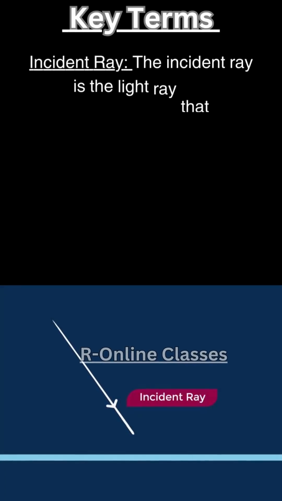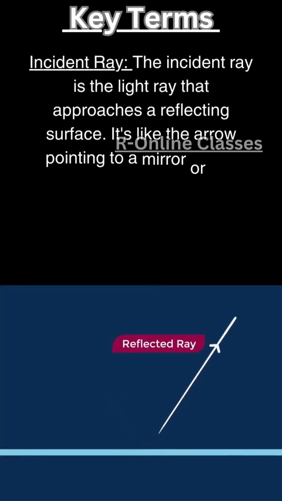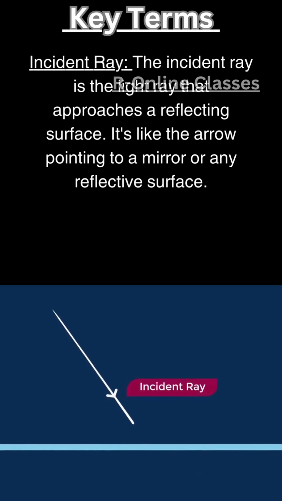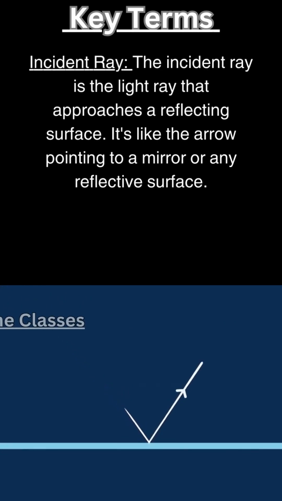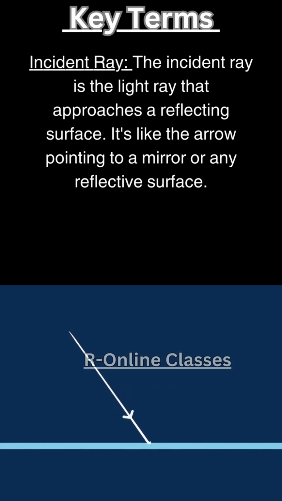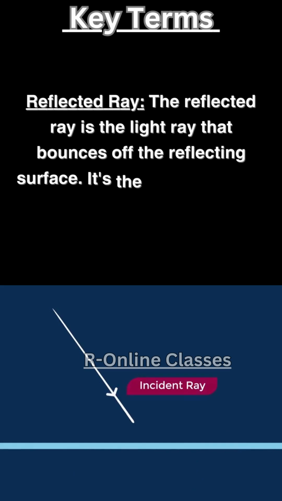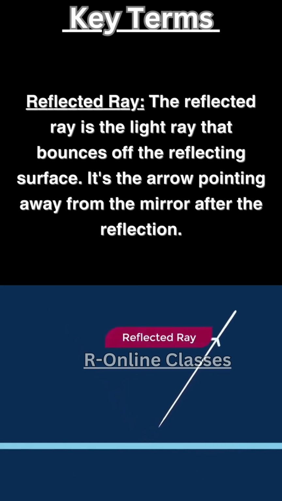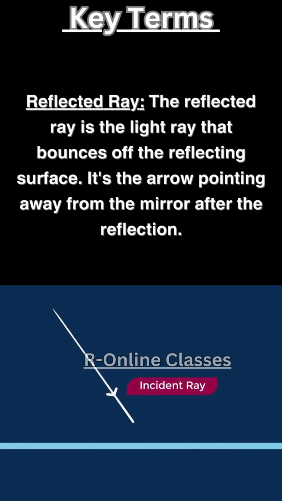Key terms used in the reflection of light ray diagrams. Incident ray. The incident ray is the light ray that approaches a reflecting surface. It's like the arrow pointing to a mirror or any reflective surface. Reflected ray. The reflected ray is the light ray that bounces off the reflecting surface. It's the arrow pointing away from the mirror after the reflection.